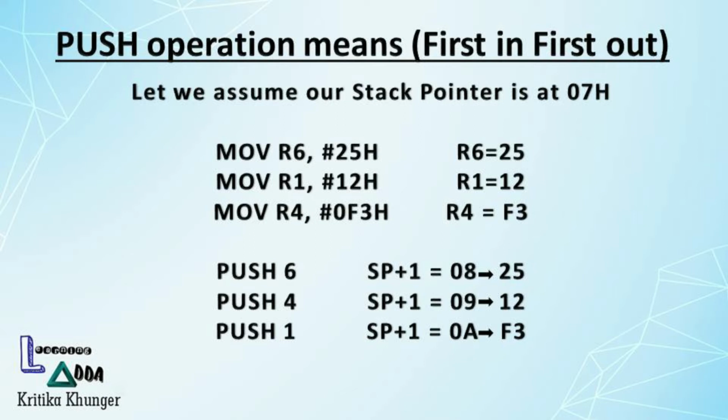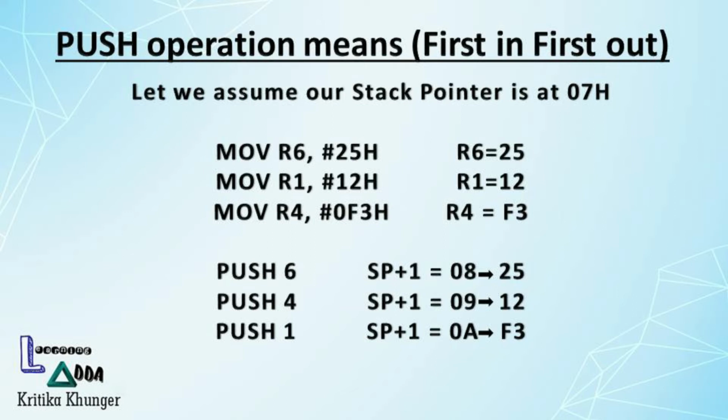For the next instruction push 4, the stack pointer is again incremented by 1. It will now be on 09 position and it will contain 12. Then push 1. The stack pointer is again incremented by 1. After 09 it will come to 0A position and it contains F3 now. And this was all about push, how each value is stored and how the stack pointer got incremented from 08 to 09 to 0A and how the data will be stored over there.